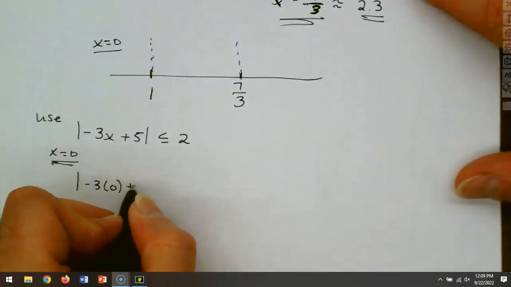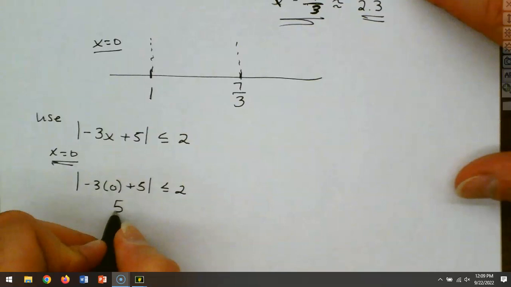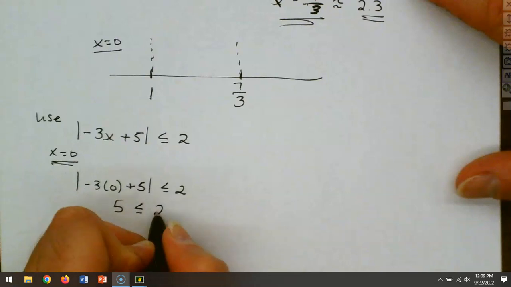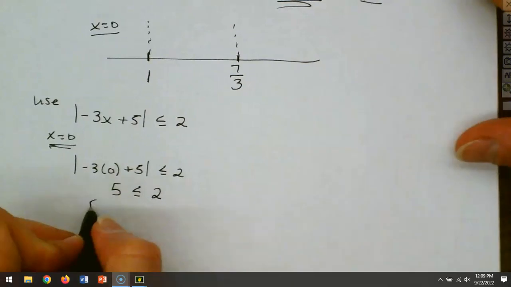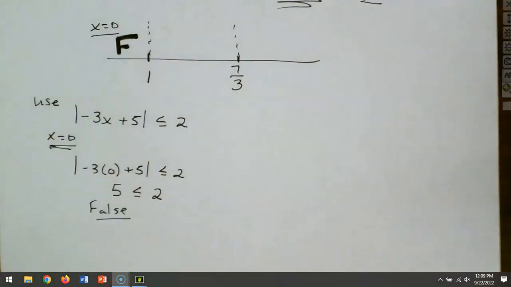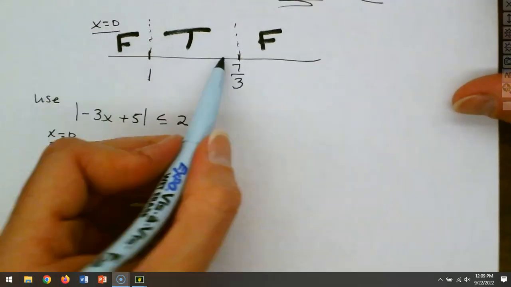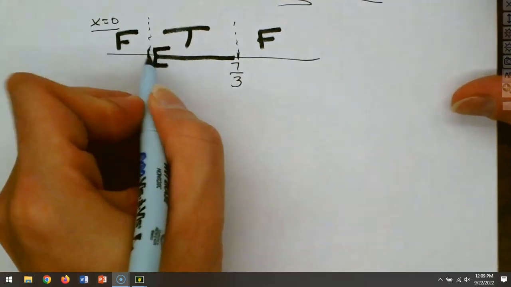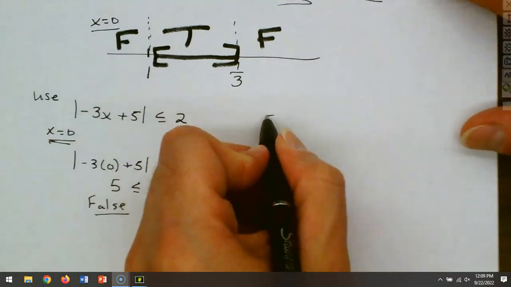So I'm going to plug my 0 in here. And 0 cancels that out, so we get a 5. And absolute value of 5, of course, is 5. And is 5 smaller than 2? True or false? This would be false, wouldn't it? Okay, so how do the signs go? If that is false, what's the middle going to be? True. And what's the other end going to be? False. Where do we shade? In the middle. Brackets or parentheses now? Square brackets. We've got one more quick topic to cover with these, and that's going to be the special cases.